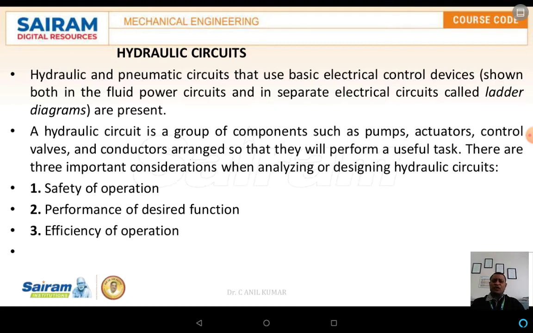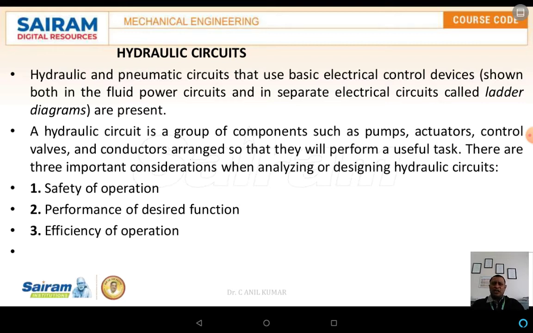Even in electrical circuits there are many components, such as resistors, capacitors, or motors. In the same way, hydraulic circuits consist of DCV valves, pressure control valves, pressure relief valves, or flow control valves. These are represented by means of symbols. This symbolic representation is also called a hydraulic circuit, or a ladder diagram, which represents how the fluid is flowing in the circuit.